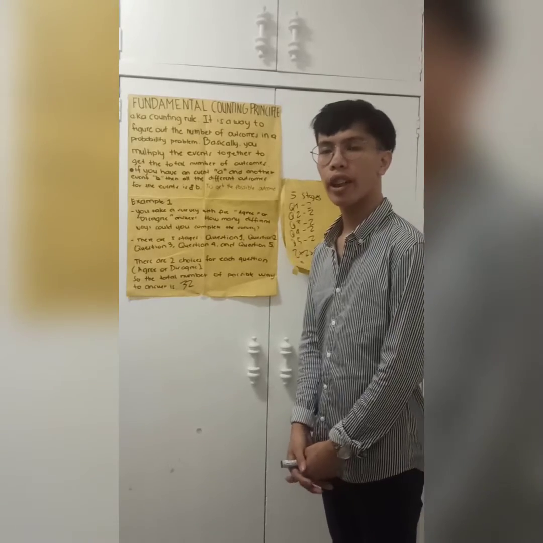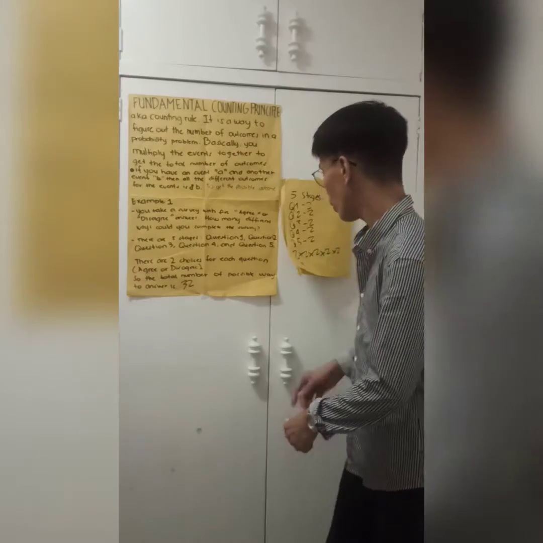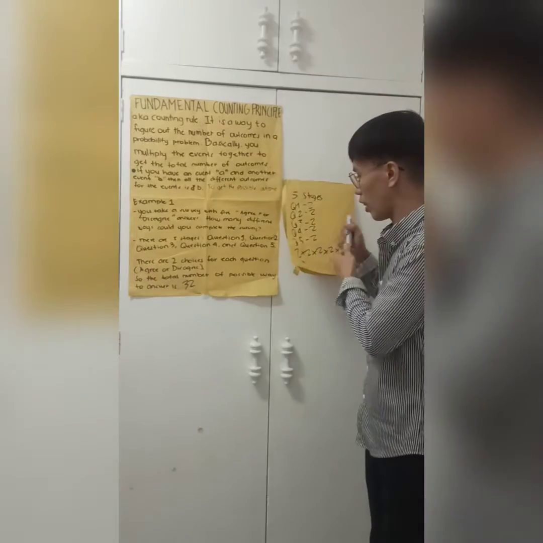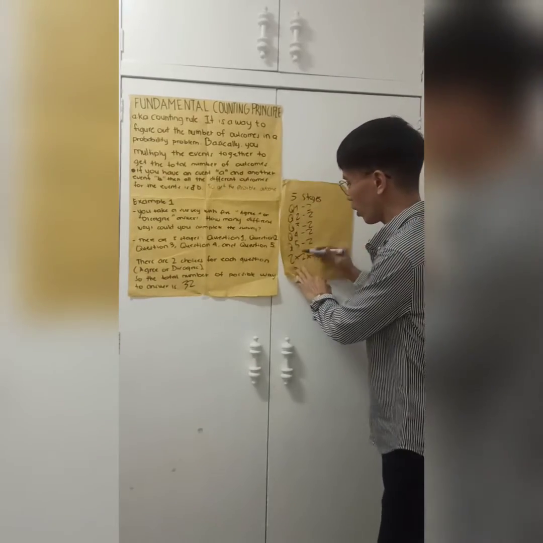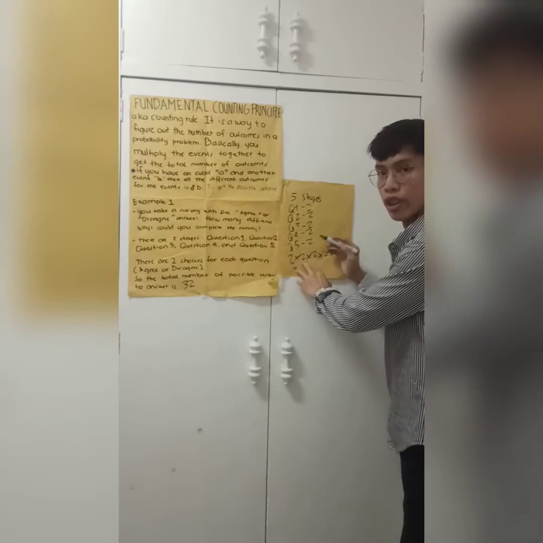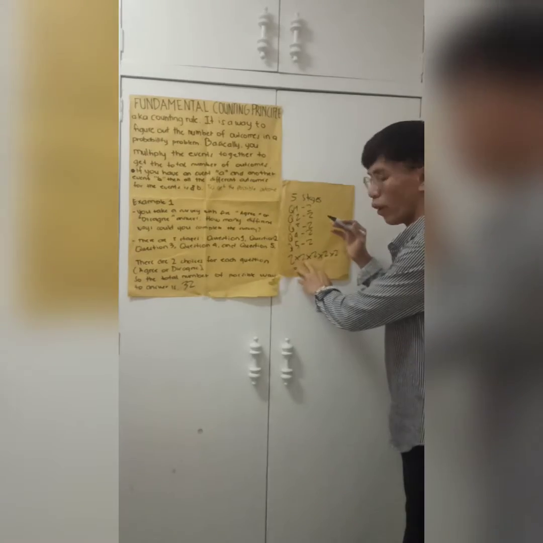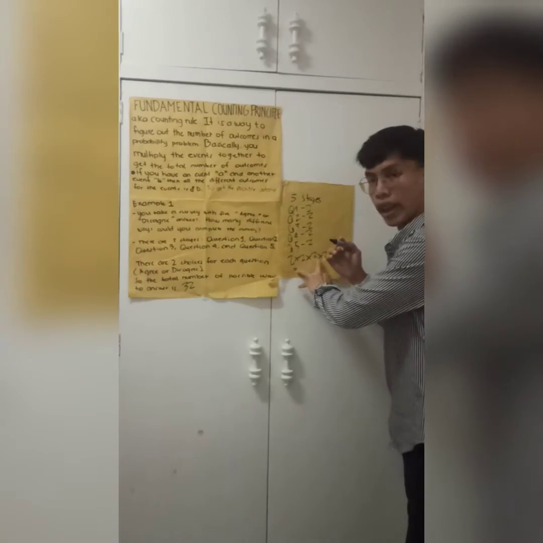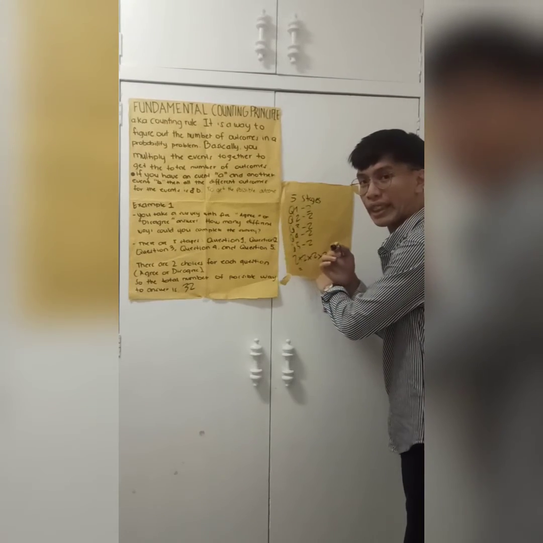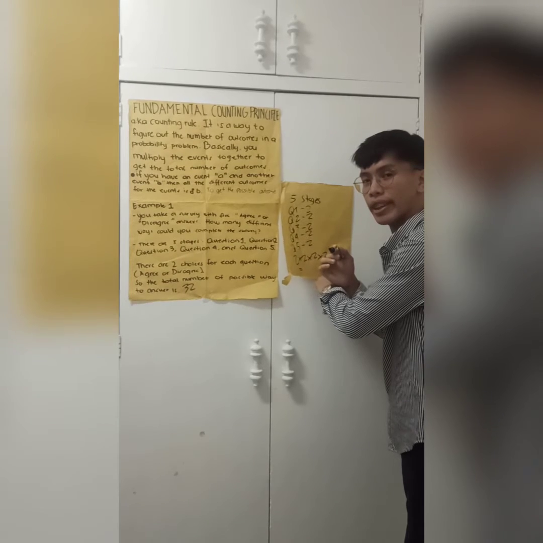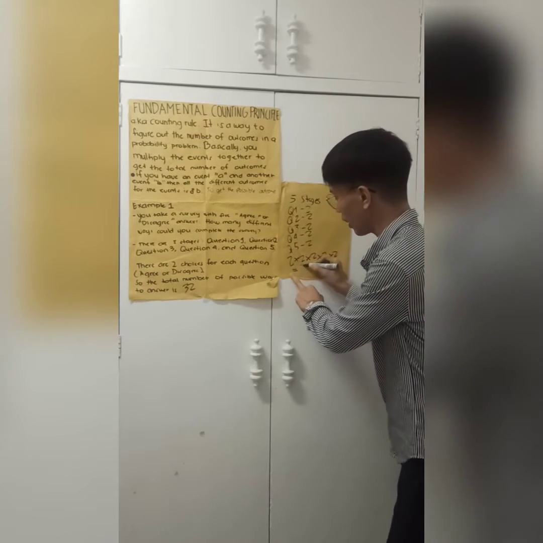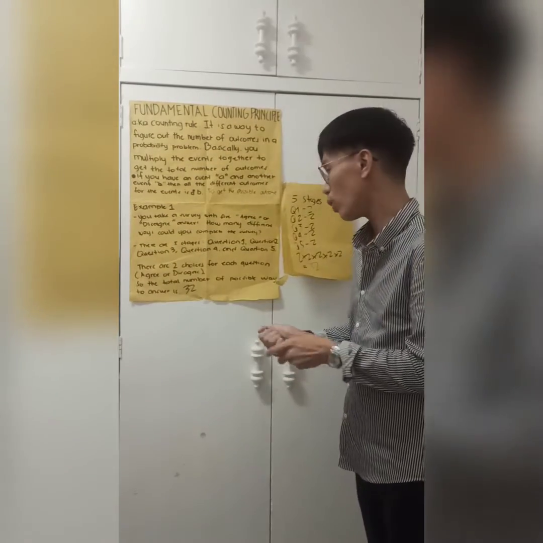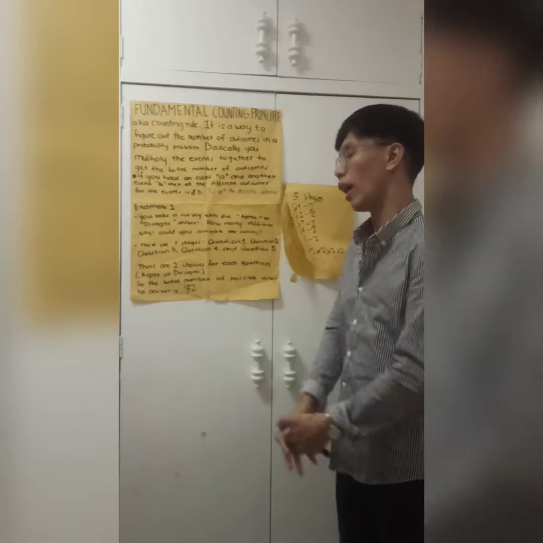So, to get the final answer, we just need to multiply one by one. 2 times 2 is 4. 4 times 2 is 8. 8 times 2 is 16. And 16 times 2 is 32. So, there we go. We have 32 possible outcomes.